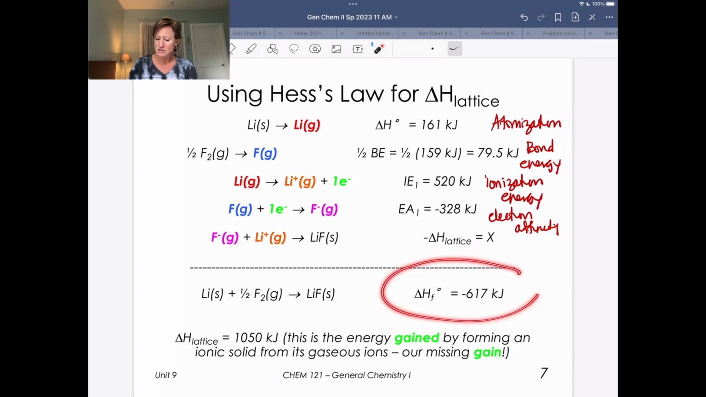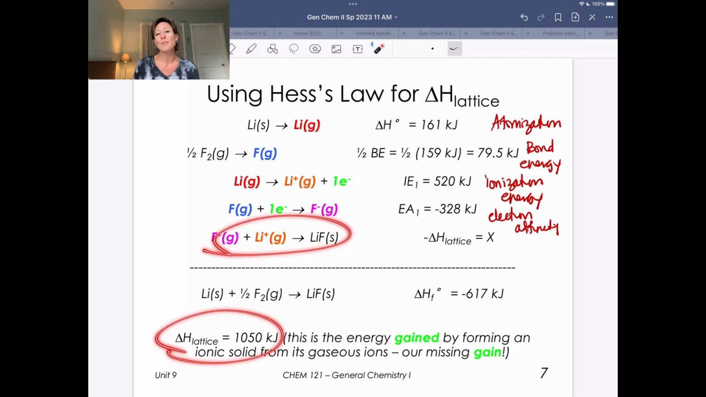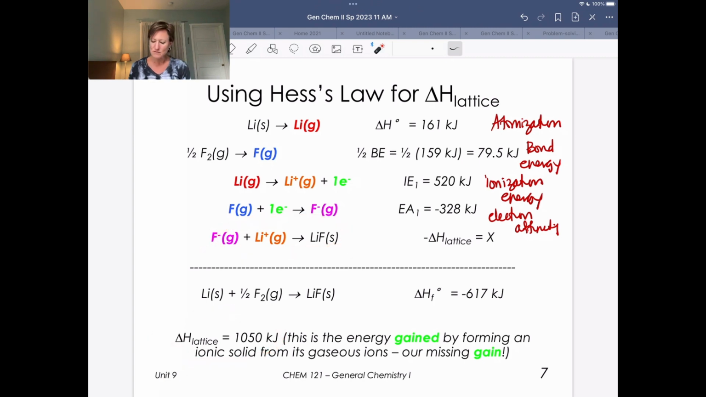They need to sum up to your overall, but you can use some basic algebra to figure out what your unknown is here. And this tells us then X would be minus 1050 joules, okay, to put these guys together. So that tells us that it's a positive value for our lattice energy of 1050 joules. And again, that's the energy gained by forming an ionic solid from its gaseous ions.